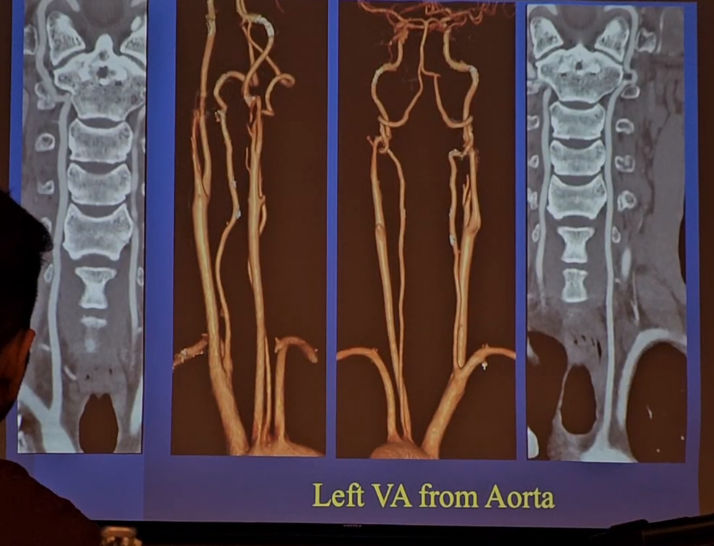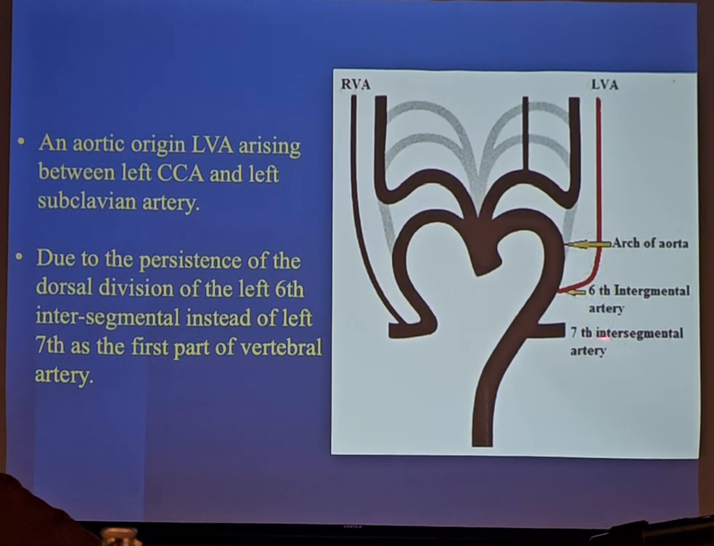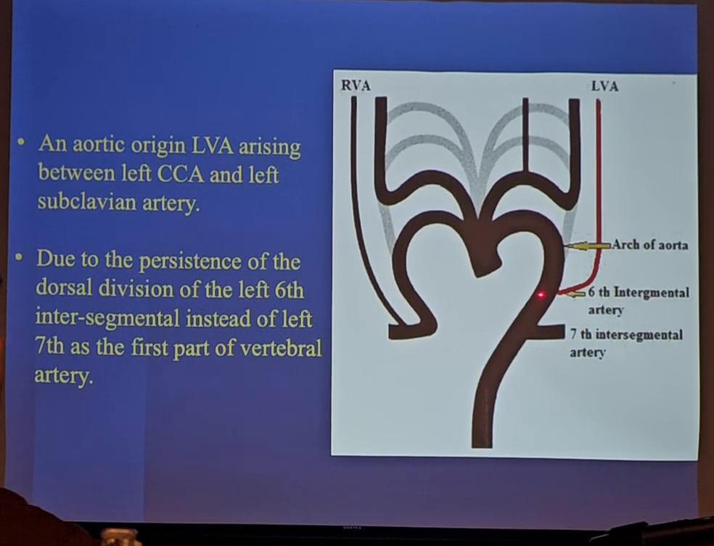What happens? Sometimes we see the vertebral artery originate from the aortic arch. You can see the aortic arch origin of the vertebral artery. Why does this happen? The reason is, suppose the intersegmental artery on the left side continuing to the 7th intersegmental artery connection does not happen. Then the 6th segmental artery continues as the vertebral artery. That's why there is an aortic origin of the vertebral artery at this level.